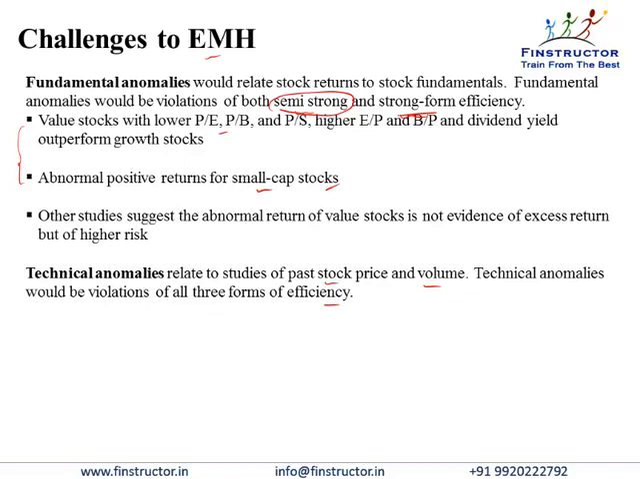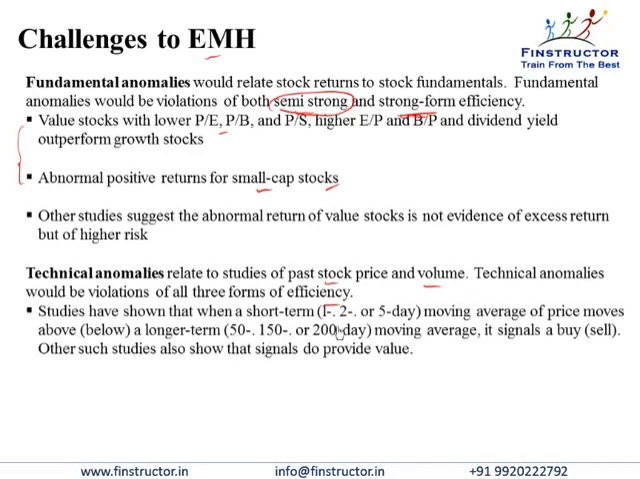The strong form includes both the semi-strong and the weak form. Studies have shown that if the short-term moving average goes above or below the long-term moving average, so as a stock price goes above its 200-day moving average or a 150-day moving average, it normally signals a buy. Or if it moves below its 200-day moving average, it normally signals a sell. And other such studies also show that signals or analysis like this do provide some value.